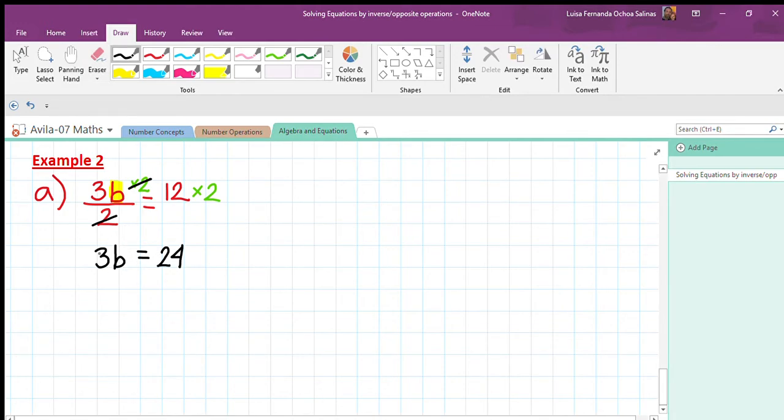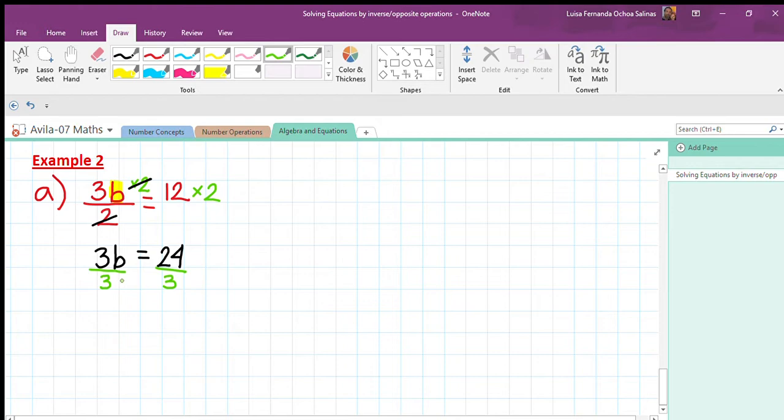It's being multiplied by 3. So how do I undo it? I'm going to divide by 3. Where? Both sides, so that I can keep the balance. So I divide by 3 here, and I divide by 3 here.